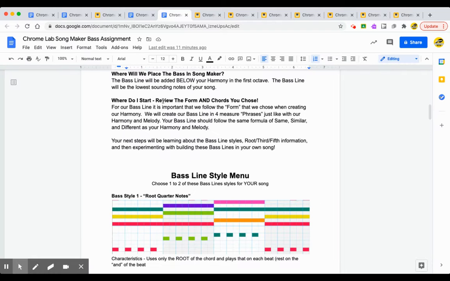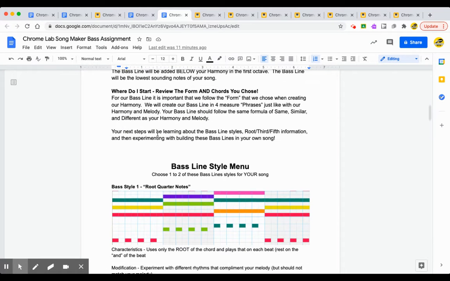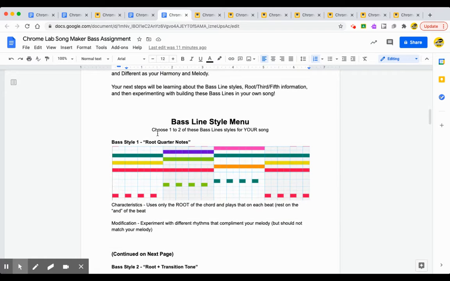Now let's talk about some different styles of bass line. And the first one that I have here is all root quarter notes. And this is Bassline Style number 1. And I'll go ahead and play this one for you.